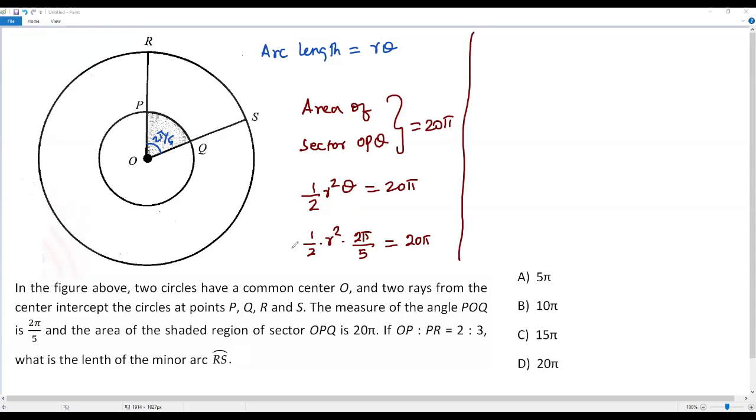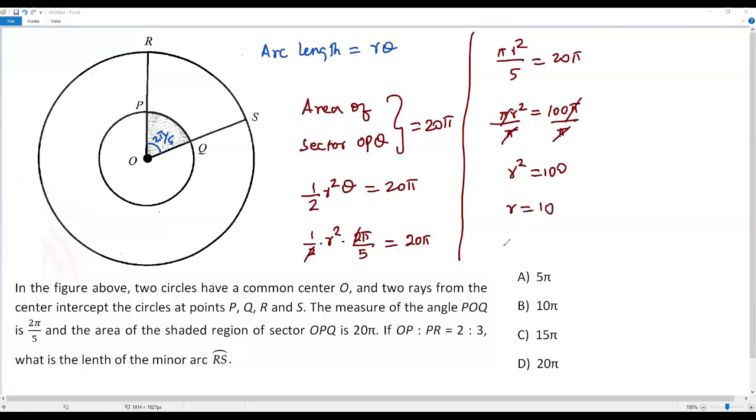Okay, let me continue over here. So here this 2 will cancel out. In the numerator, we have 1 times r square times 5. Then I'm getting pi r square over 5 equals 20 pi. Let me multiply both sides by 5. When I multiply both sides by 5, I'm getting 100 pi. Let me divide both sides by pi. Then this pi will cancel. Here pi will cancel. r square equals 100. Then I'm getting r equals 10.